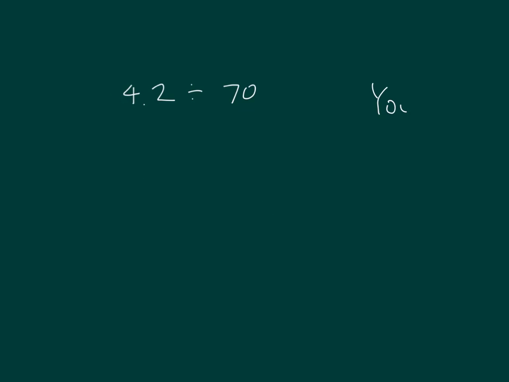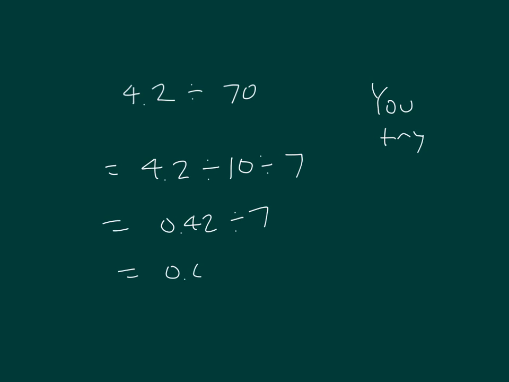One more for you to try. 4 and 2 tenths divided by 70. How can we rewrite that? 4.2 divided by 10 divided by 7 equals 42 hundredths divided by 7, which equals 6 hundredths. So you break apart the problem into an easier problem.